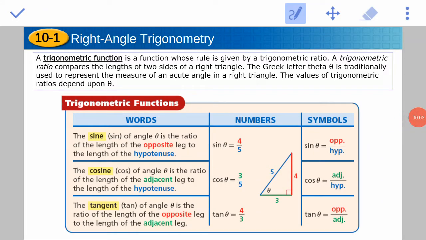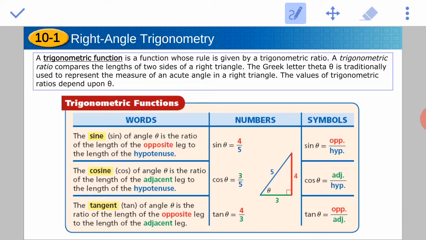Hello Algebra 2 students, section 10-1, right angle trigonometry. Trigonometry is the part of mathematics that focuses on studying the relationship of angles and sides in a triangle. One of the basic concepts of trigonometry is called the trigonometric ratios, or the trigonometric functions.